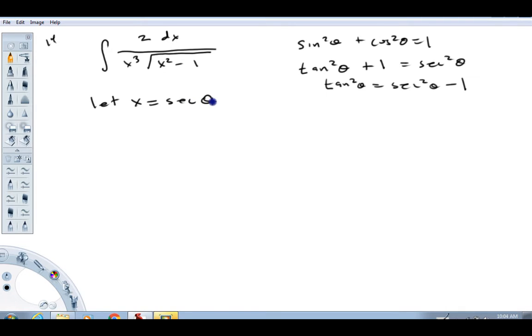And again, it's important to understand why this will work. Why would we do that? Because x squared minus 1 now will equal secant squared theta minus 1. And as I look over here, that's equal to tangent squared. And then the square root of that will be just tangent. So that will simplify this right down to something I can deal with a little bit easier.